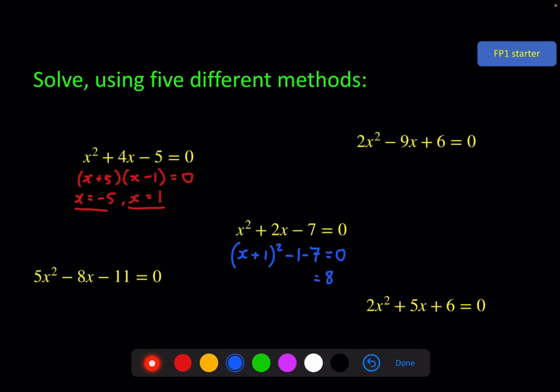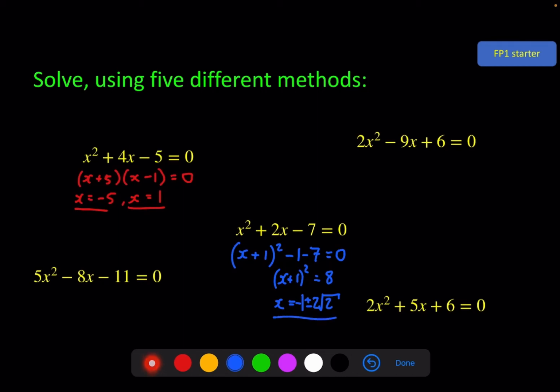So that will be 8 equals x plus 1 all squared, which gives me x is equal to, take the 1 on the other side after we square root 8, that's 2 root 2, plus or minus, and a minus 1 in front. Here again we have two real roots.